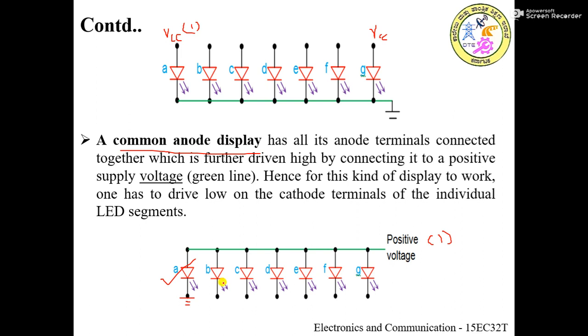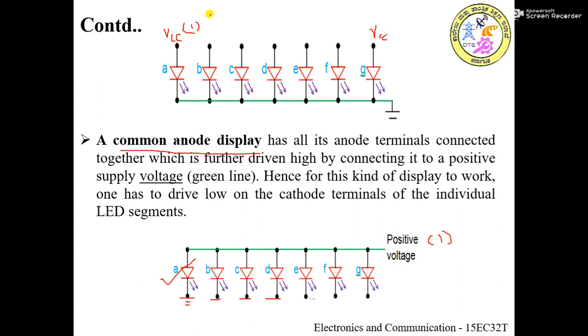Let's say I want to light up all LEDs, then all cathode terminals of the LEDs should be connected to ground. Okay, means in order to drive these LEDs I need 7 outputs, 7 inputs, right?